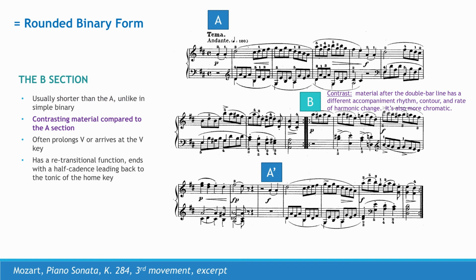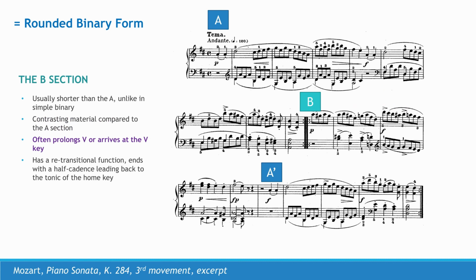So we talked about this already, but just to summarize, the material after the double bar line has a different accompaniment rhythm, contour, and rate of harmonic change, and it's also more chromatic. Next property, B sections often prolong 5 or arrive at the dominant key.